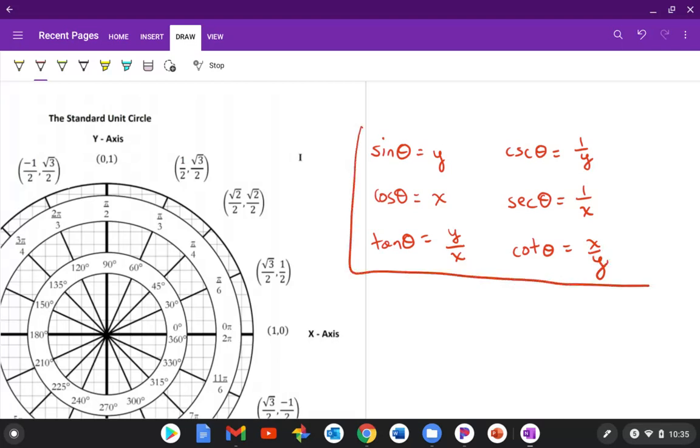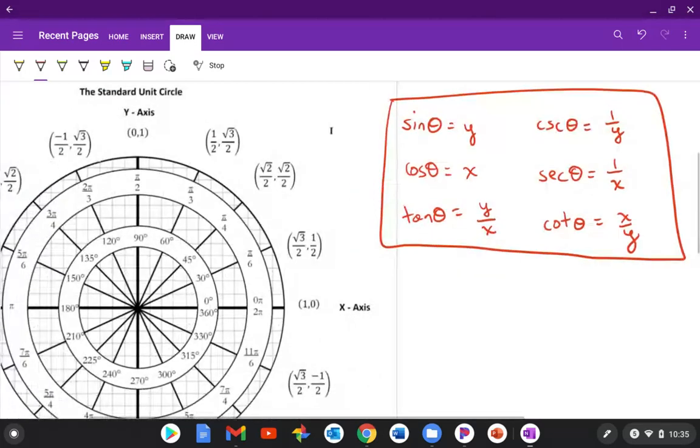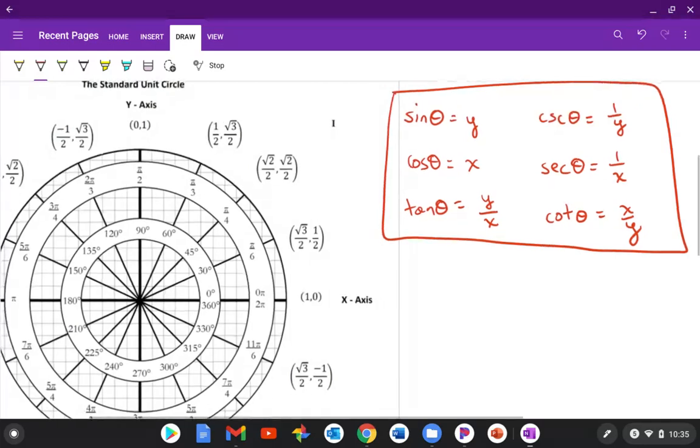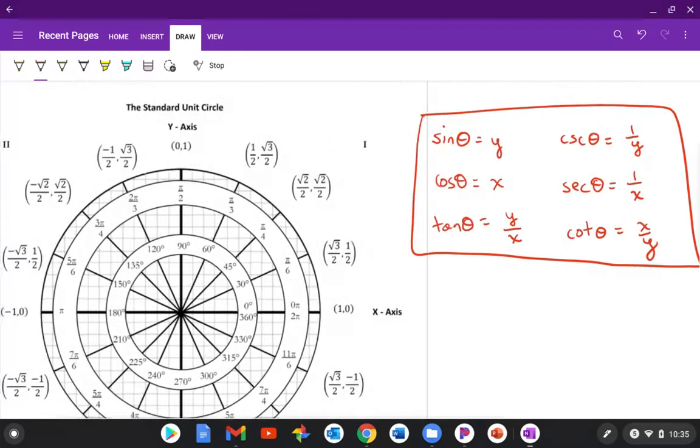So with this chart, you can solve any of these. We're just going to be given a degree or radian measurement, and we're going to choose either the x coordinate, the y coordinate, or 1 over the x or 1 over the y, and then simplify from there. So let's go ahead and get started.